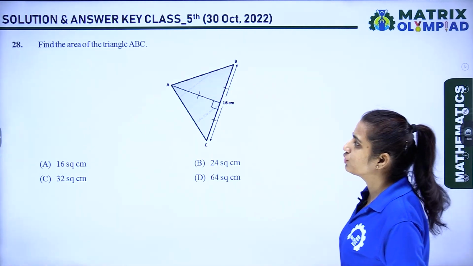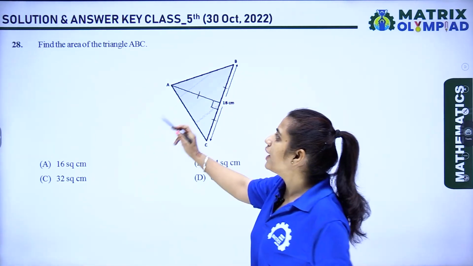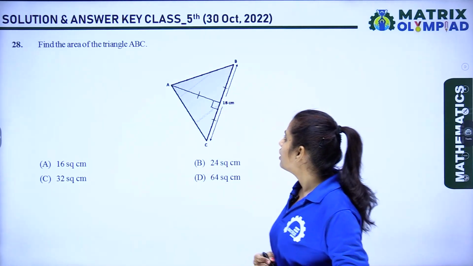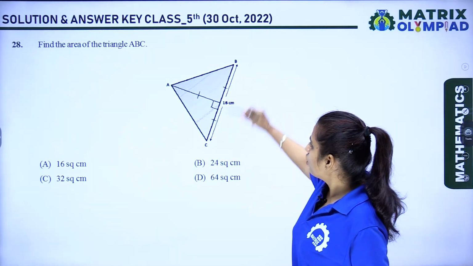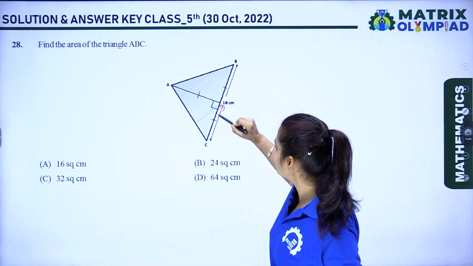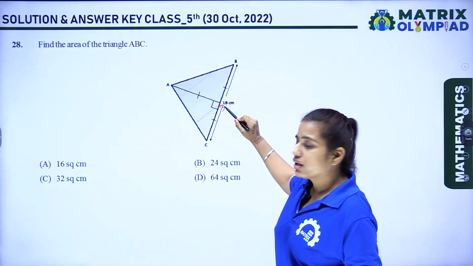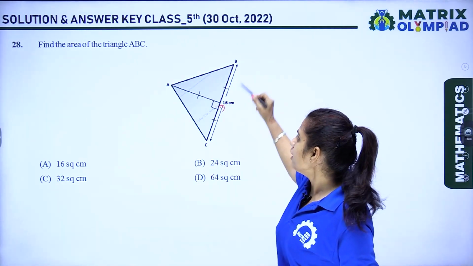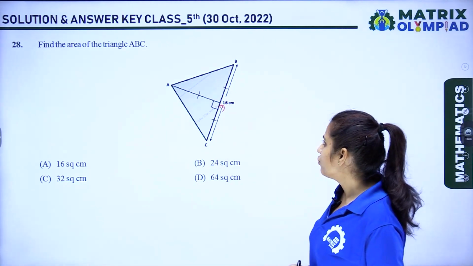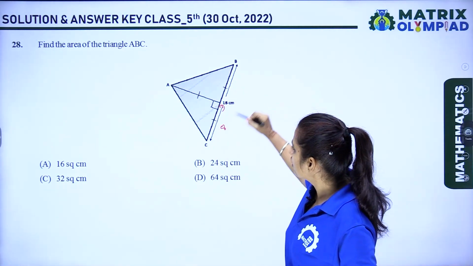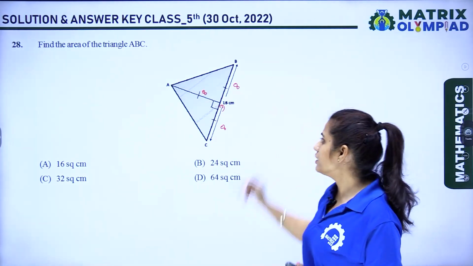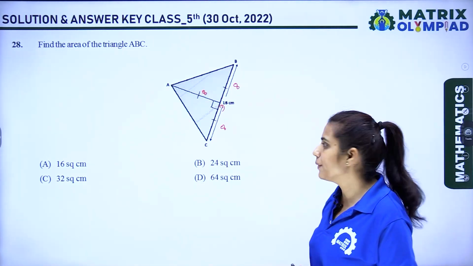Now let's move on to the next question, that is question number 28. Find the area of the triangle ABC. We have to find out the area of this triangle. Now this whole is 16 centimeter, and here let's take the point D here. AD, CD and DB, these 3 line segments are equal as given in the figure. So we can say that this is 8 centimeter, this is 8 centimeter, and this will also be 8 centimeter, as these 3 line segments are equal in measurement.